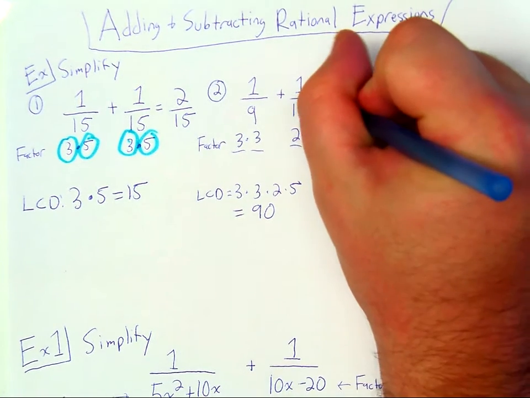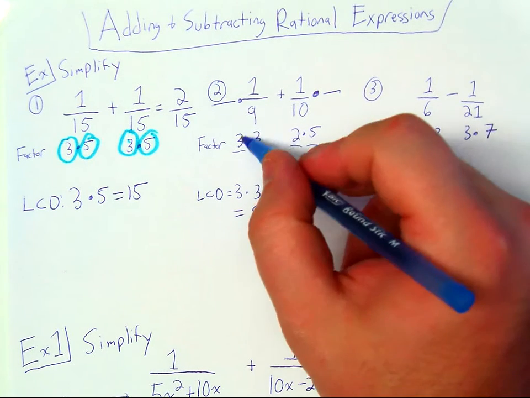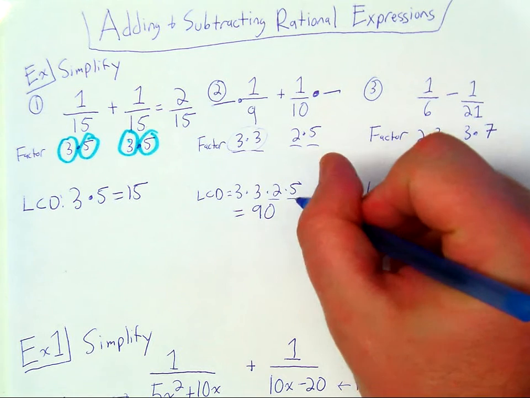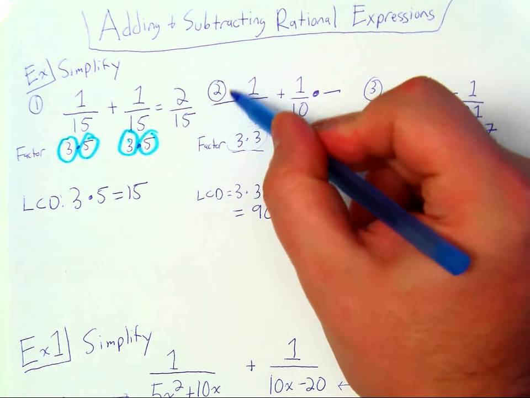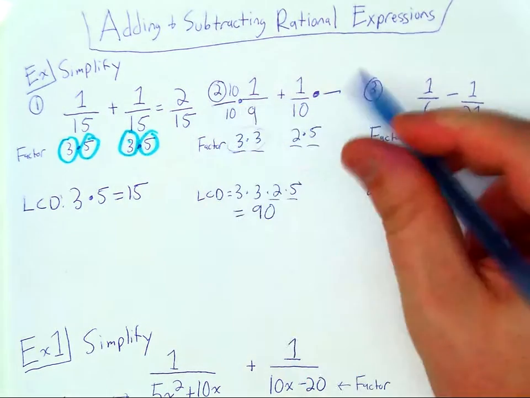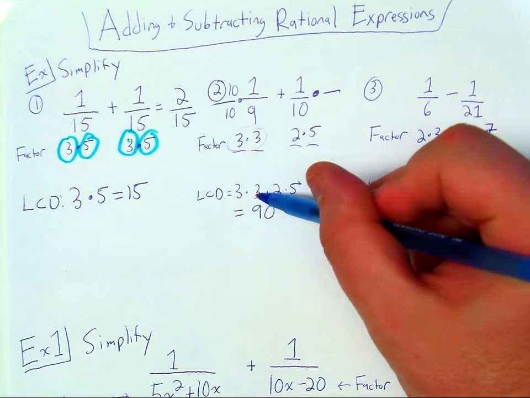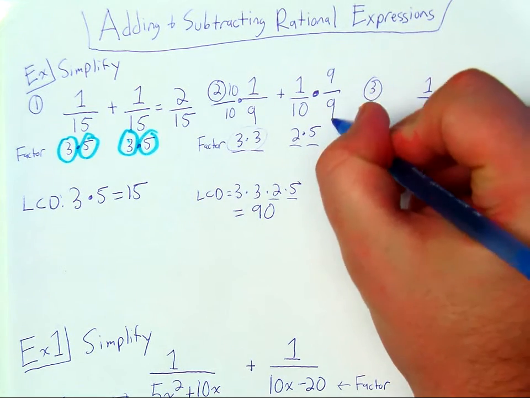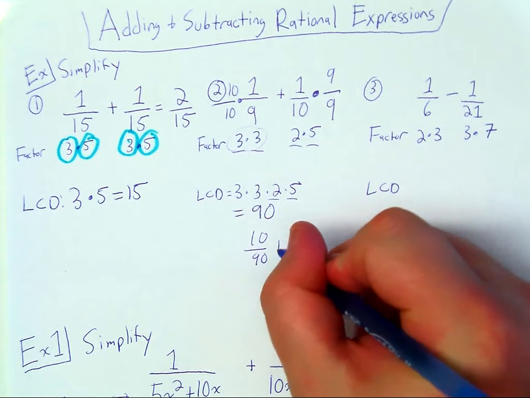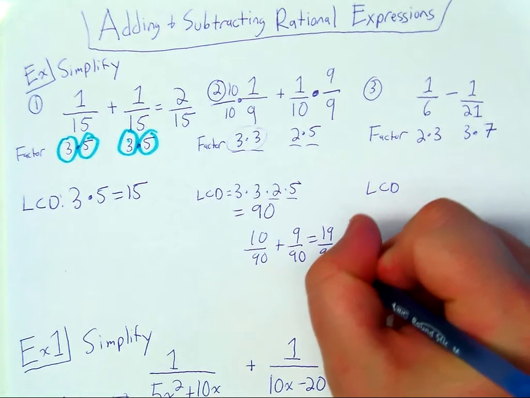Now I need to multiply by what was missing compared to the LCD. So for example, this has a 3 and a 3 as a factor, but it doesn't have the 2 and the 5. So I need to multiply numerator and denominator by 2 times 5, which is 10. Over here I have the 2 and the 5, but I don't have the 3 and the 3. 3 times 3 is 9, so I need to multiply numerator and denominator by 9. And when I do that, I get 10 over 90 plus 9 over 90, which is 19 over 90.